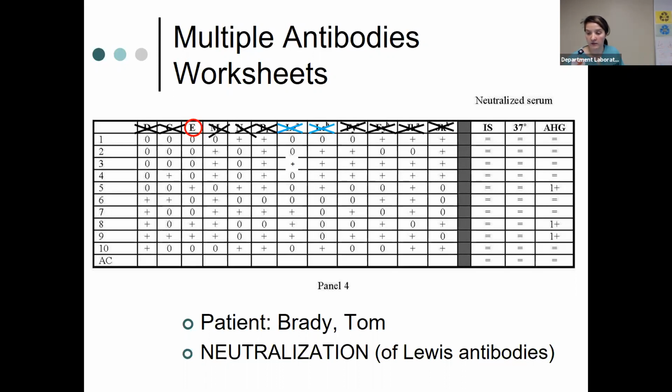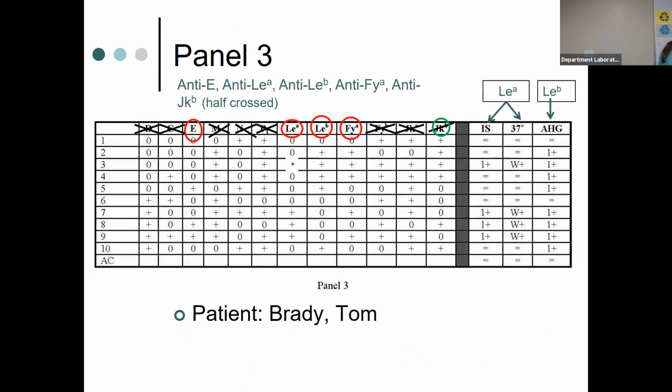I want to go back. We need to check cells for the Lewis family then, because since we got rid of them, there's definitely some antibodies for some of the Lewis antigens. So would we have to check and see which specific Lewis antibody we're dealing with? So after neutralization, this is just to identify any underlying antibodies. What we're going to do is go back to our panel and try to figure out, is it Lewis A or Lewis B reacting, or is it both? What do you guys think?